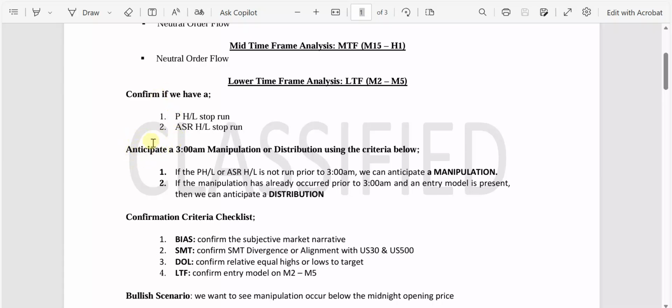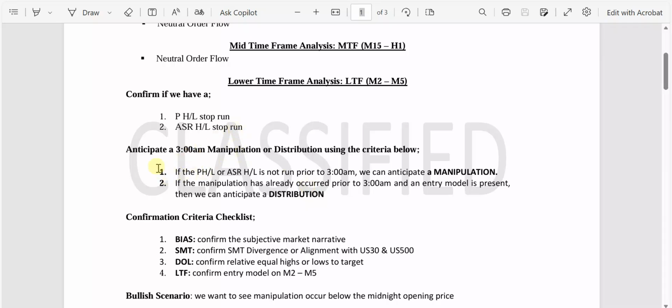Now let's jump to this other point here, or signature. Anticipate a 3 a.m. manipulation or distribution, using the criteria below. So 3 a.m. is a key time window. 3 a.m. is the London Open. Usually at the London Open, we anticipate a level of volatility injection. At the London Open, you could either see a manipulation of price or a distribution of price. And how we can anticipate this is what I'm going to explain.